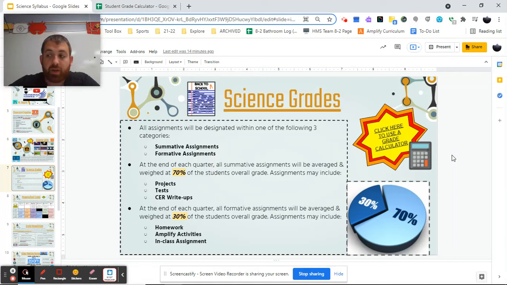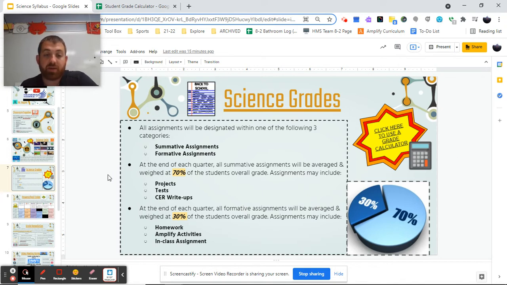Hey everybody, Mr. Regan here, and today we're going to be looking at how we are going to be calculating your grades in science class. And what we're going to talk about here is also going to help us understand not only what grade you'll get by the end of each quarter, but also kind of how grades work, not only in my class, but in other classes when it comes to weighted grades.